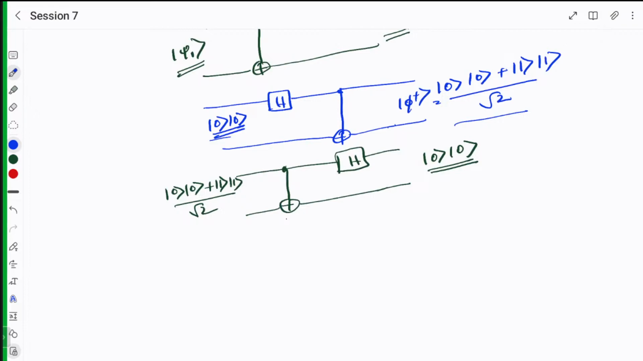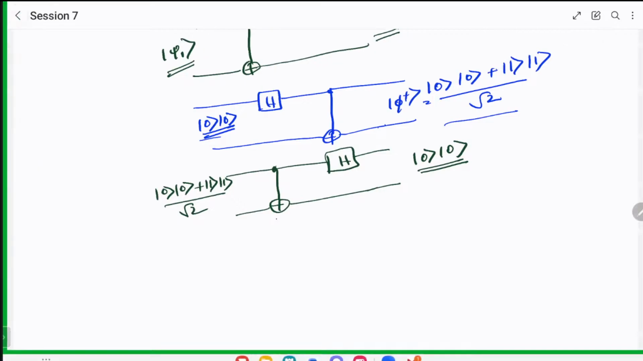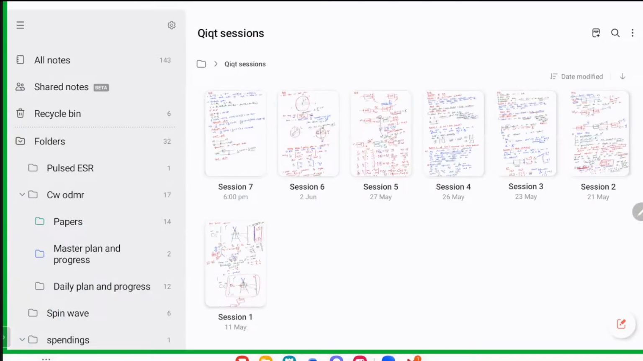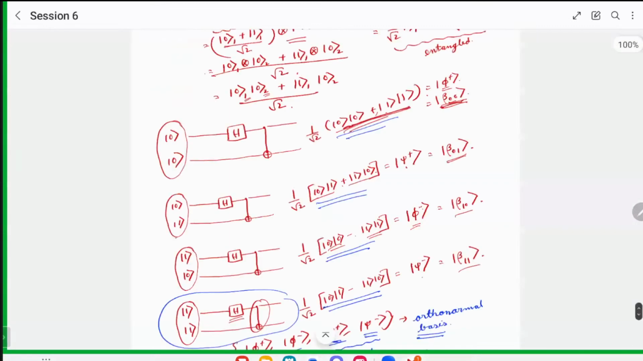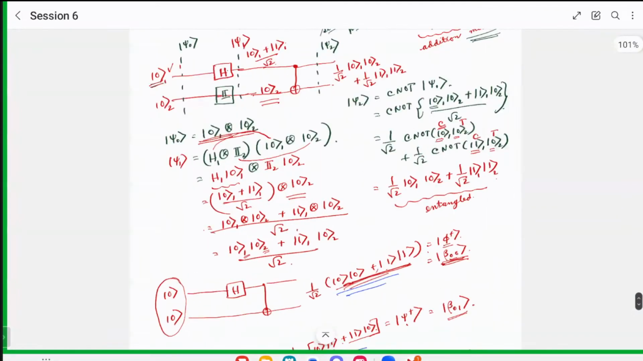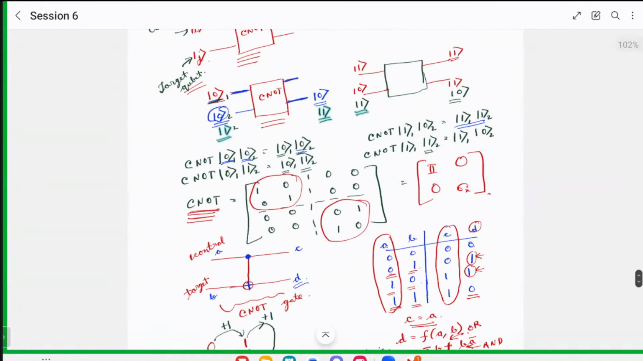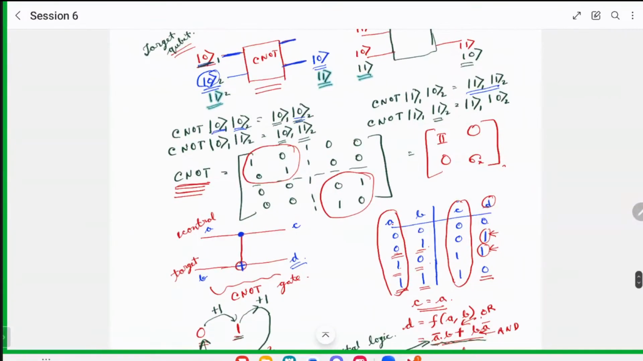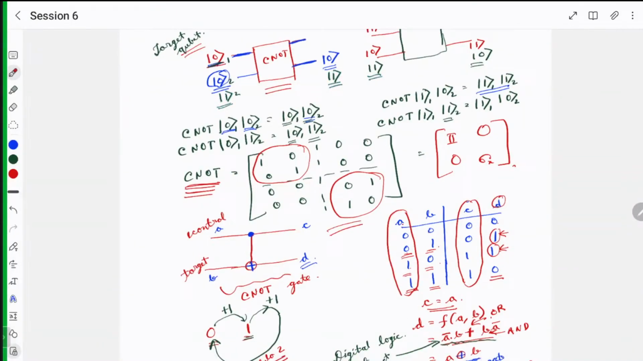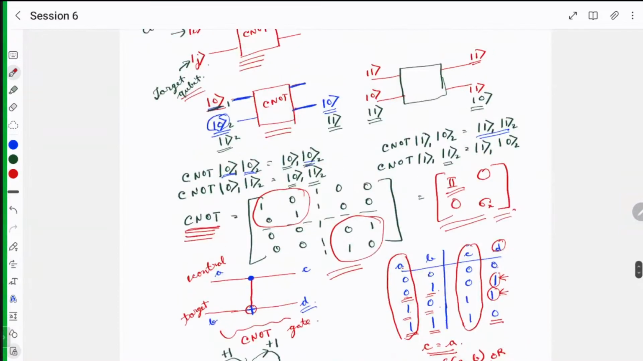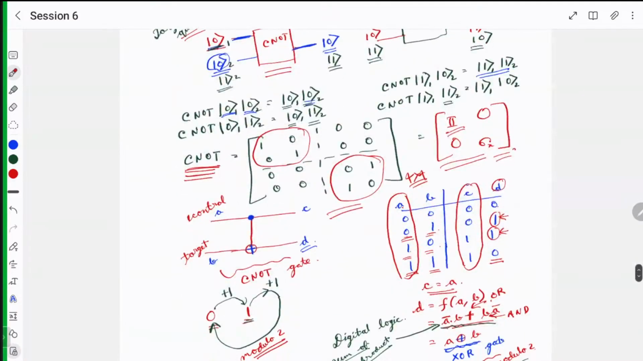In order to illustrate your point, go back to what we did in the last class. You remember we had found the expression for the C naught gate, and this turned out to be like this. This was already a 4x4 matrix. In that case, you don't have to take the tensor product of C naught with something else.